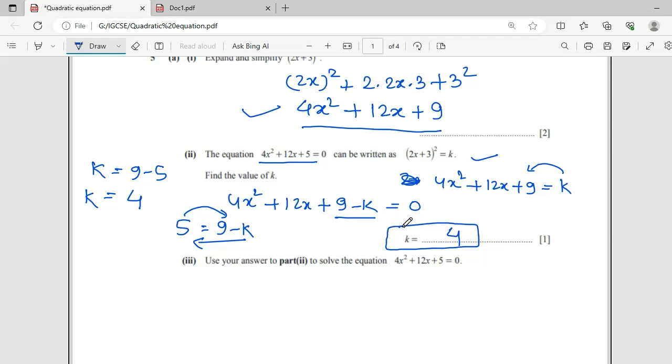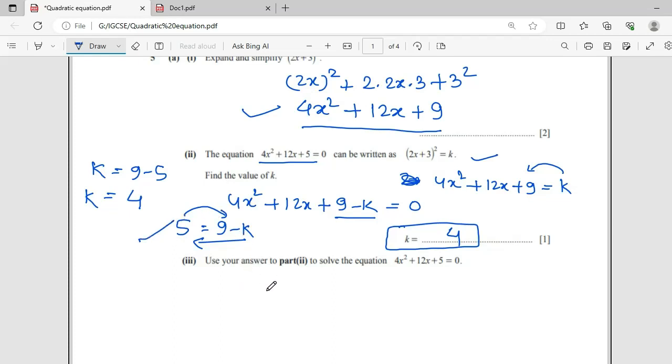Okay, so this is how we can utilize the previous question, where we used expand and simplify. That's why I am using this one. After simplification, I compared both equations. On the left hand side, both equations have 0 value. On the right hand side, I see 4x² + 12x and 12x, and 5 is equal to 9 minus k, both are constant values. When I compared both of these, I got the value of k.